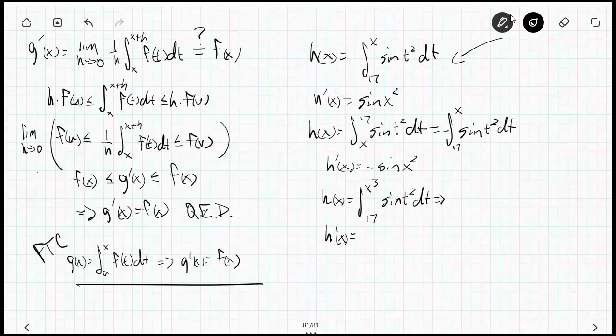Well, we're just going to follow the end of our noses. The first thing that we're going to do is stuff the x cubed wherever I see a t. So this becomes sine of x cubed. However, careful, it's t squared, so this is going to be squared. And then I have to multiply by the derivative of the thing that went in.